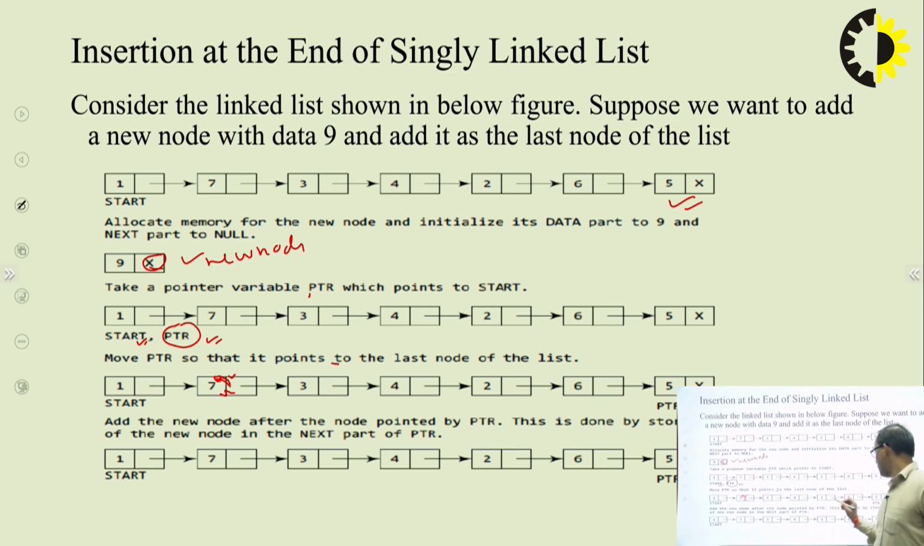So whenever the PTR refers to the last node, we are in the situation to add the new node at the end of the linked list. In order to add this new node, we have to change the address field. Currently this is the last node and its address field contains null, but we are going to add this. So we change the address field of this node: ptr next is equal to new node. By doing this, the new node will be inserted at the end of the linked list.